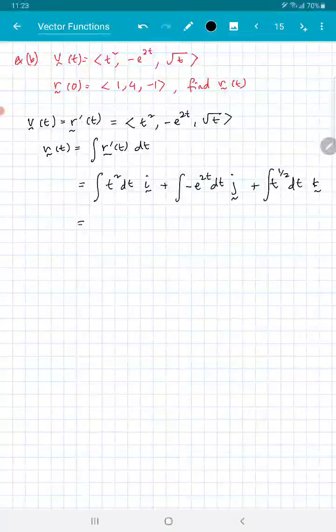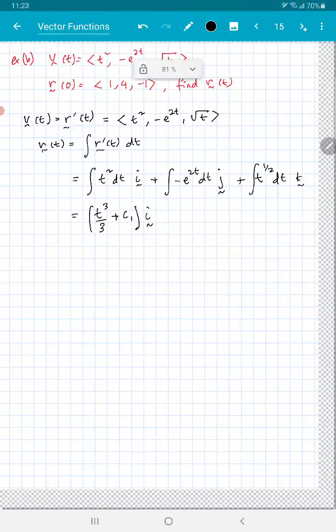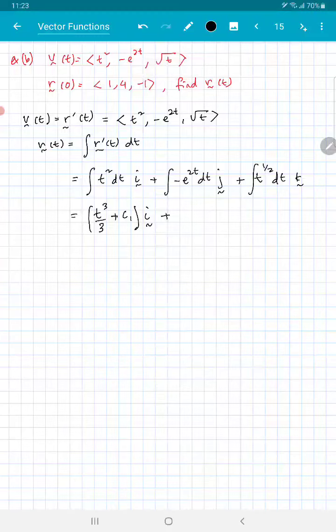Now let's find the integration of t squared. That would be t cubed over 3. And don't forget to add a constant, so I'm going to write c1. That would be the x component. Now integrate the y component. So e to the negative 2t would give us negative e to the 2t over 2. And don't forget to add a constant, so let's say that's c2. That is our y component.